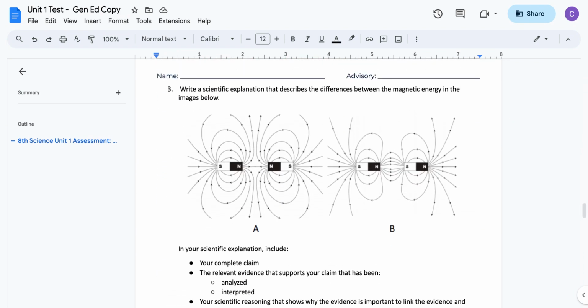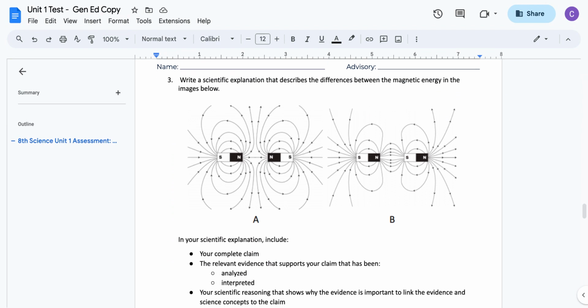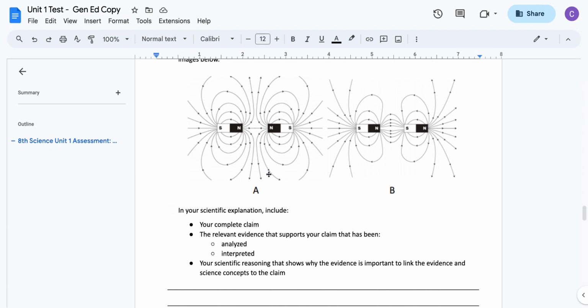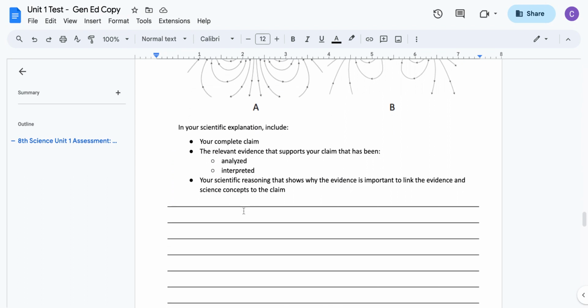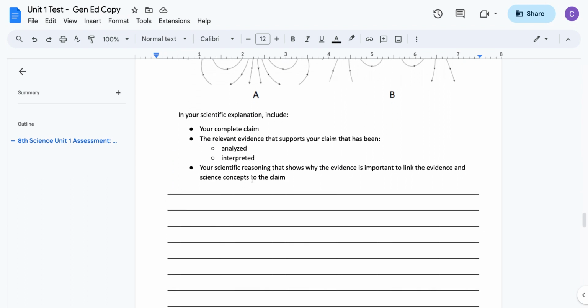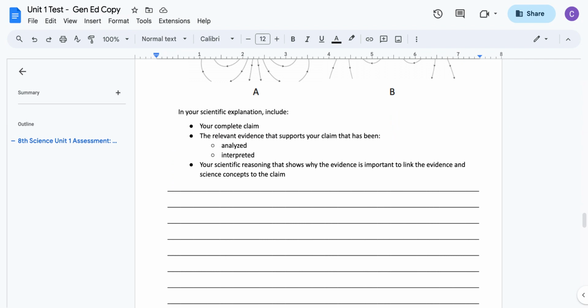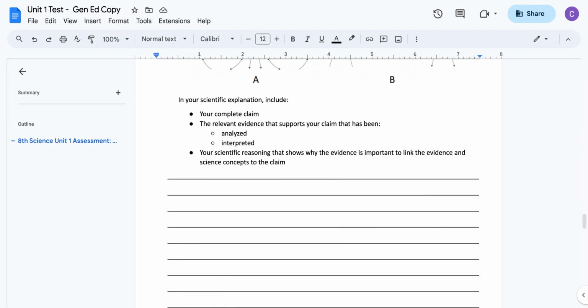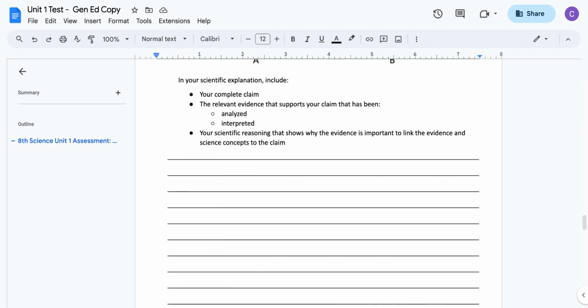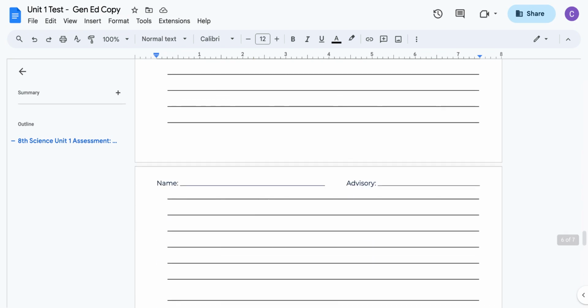3. Write a scientific explanation that describes the differences between the magnetic energy in the images below. In your scientific explanation, include your complete claim, the relevant evidence that supports your claim that has been analyzed and interpreted, and your scientific reasoning that shows why the evidence is important to link the evidence and science concepts to the claim.